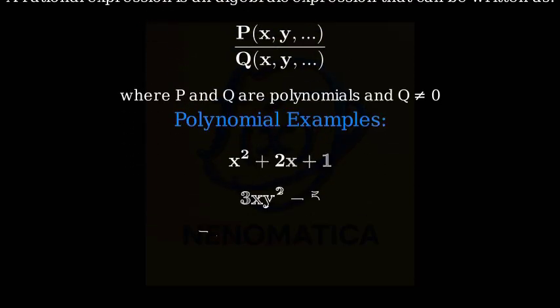A polynomial is an expression consisting of variables and coefficients using only addition, subtraction, multiplication, and non-negative integer exponents. For example, expressions like x squared plus 2x plus 1 or 3xy squared minus 5 are polynomials. On the other hand, expressions involving square roots, negative exponents, division, or other operations are not polynomials.